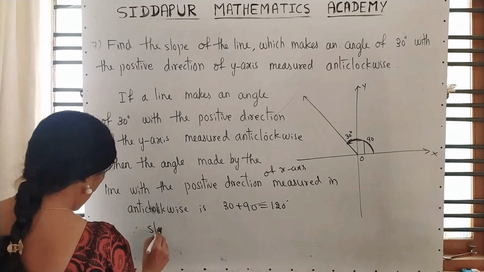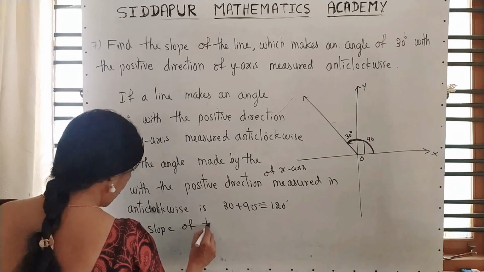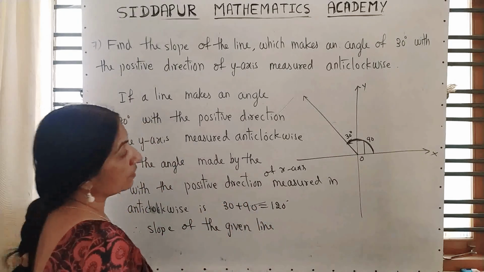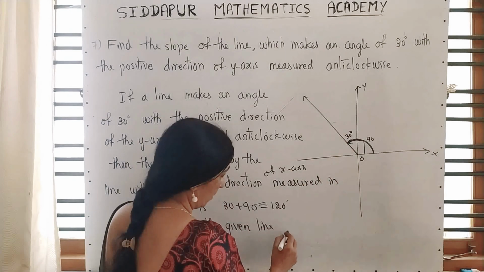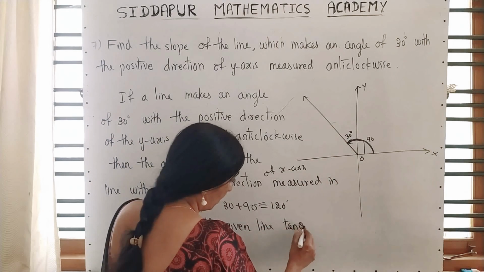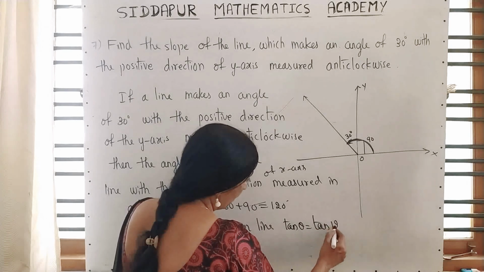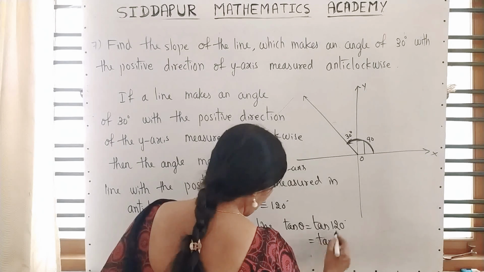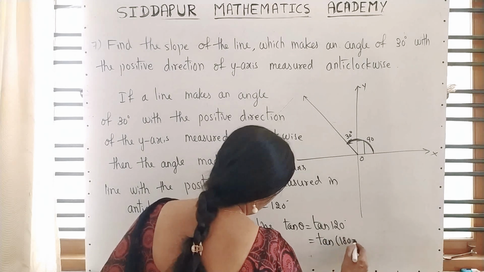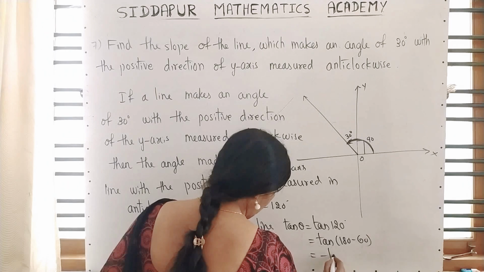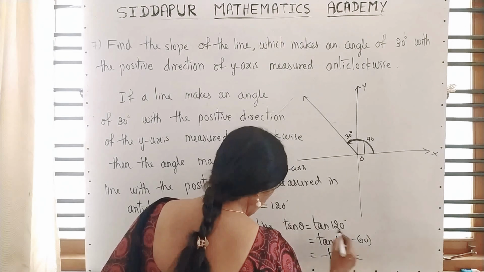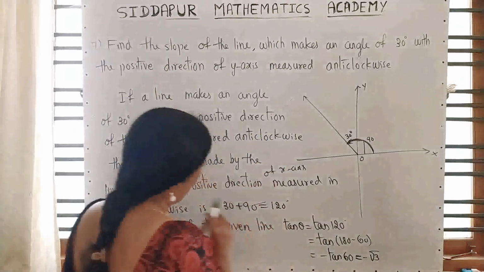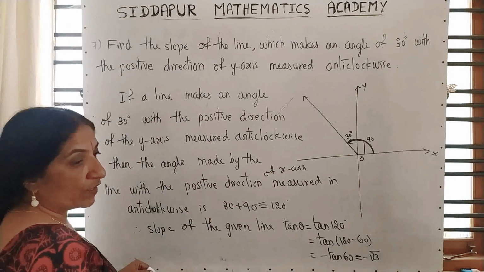Therefore, the slope of the given line is, because when you are calculating the slope, you have to measure that angle with x-axis, tan theta is equal to tan 120 degree. Split this with the help of allied angles: 90 plus 30 or 180 minus 60. It comes in the second quadrant. In the second quadrant, tan is negative. Minus tan 60 degree, that is nothing but minus root 3. This is how we are solving.